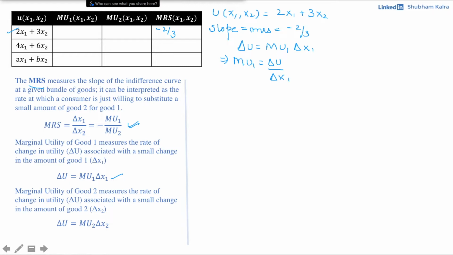Consider a consumer who is consuming some bundle of goods. Your consumption bundle is x1 comma x2.